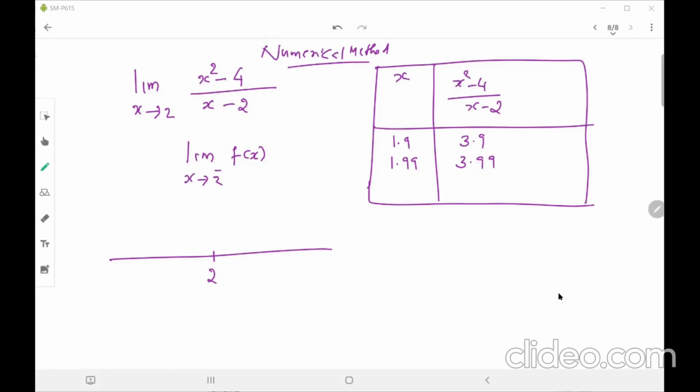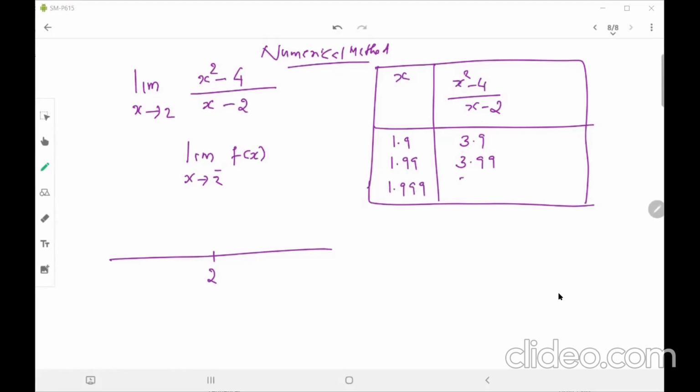So 1.9 square is 3.61, and then 3 divided by, you forgot, divided by x minus 2. The denominator is also there. So the denominator is 1.9 minus 2. That is 0.1, no? Minus 0.1. When you multiply, you'll get 3.9. Correct? Okay, sir. Yeah.